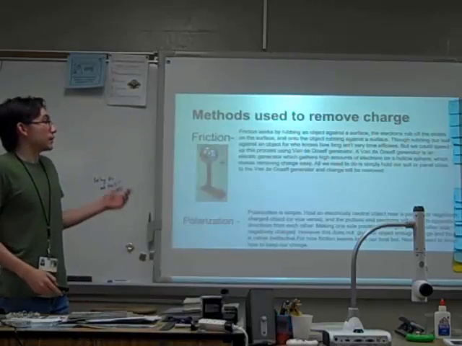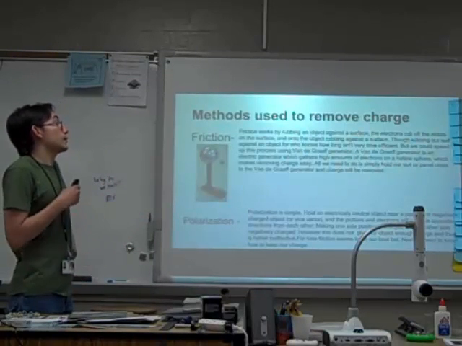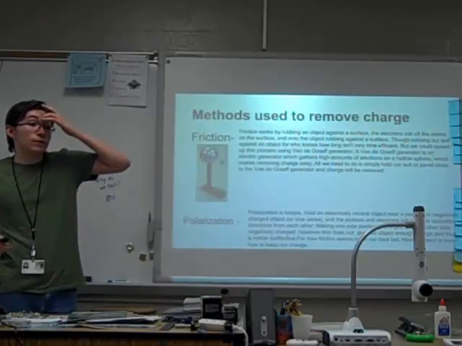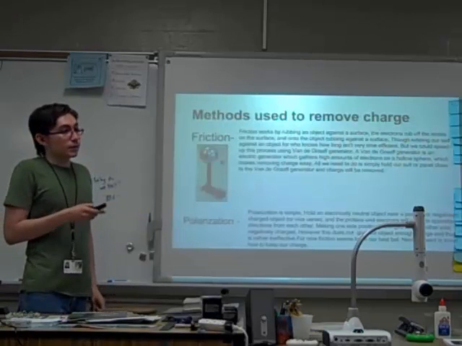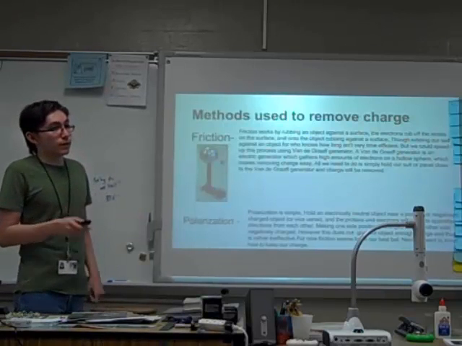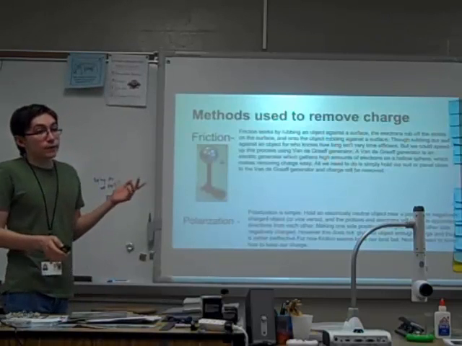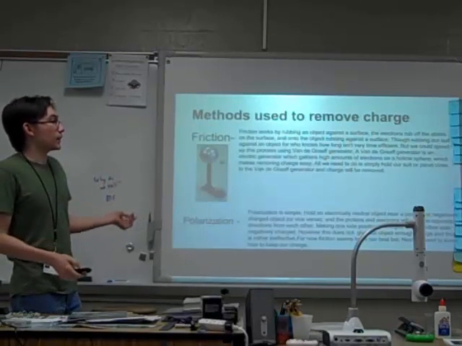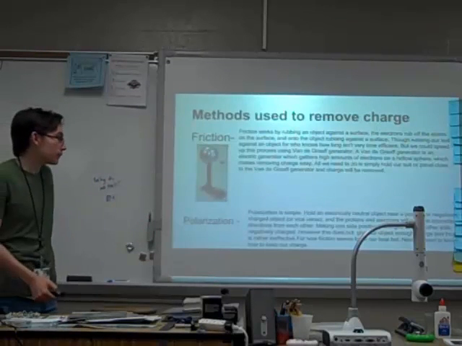Though rubbing our suit against an object for who knows how long isn't very time efficient, so we can speed up this process by using a Van de Graaff generator. A Van de Graaff generator is an electric generator that gathers electrons onto a hollow sphere, which makes removing charge easy. All we need to do is simply hold our suit or panel close to the Van de Graaff generator and the charge will be removed.